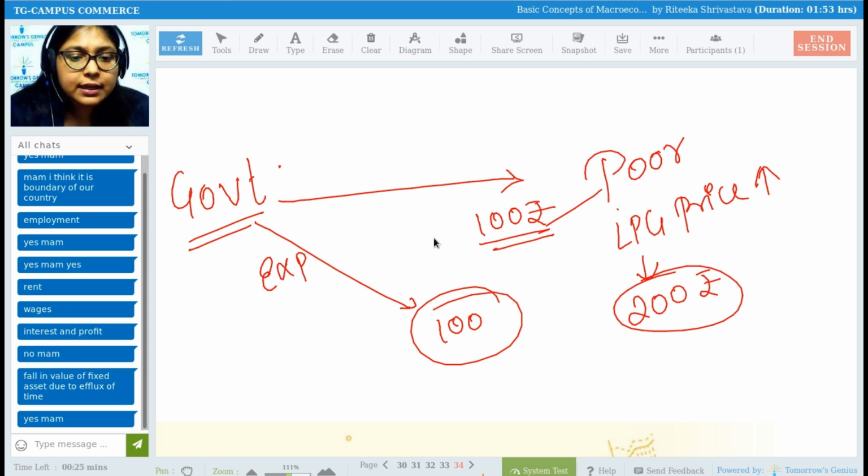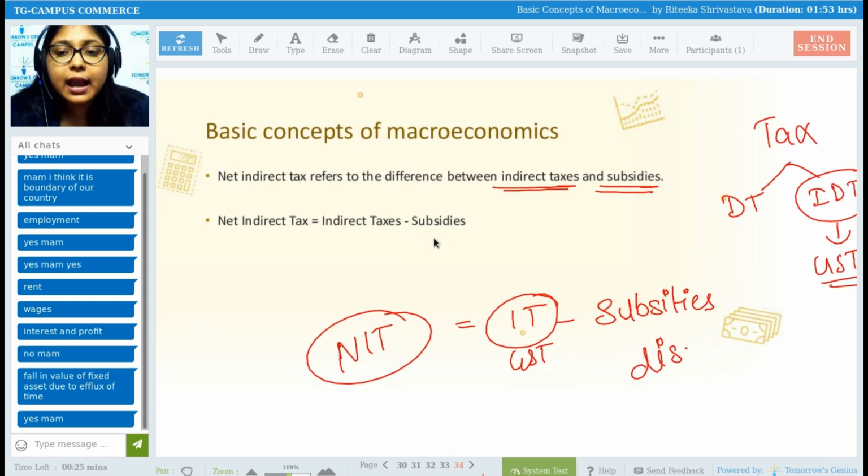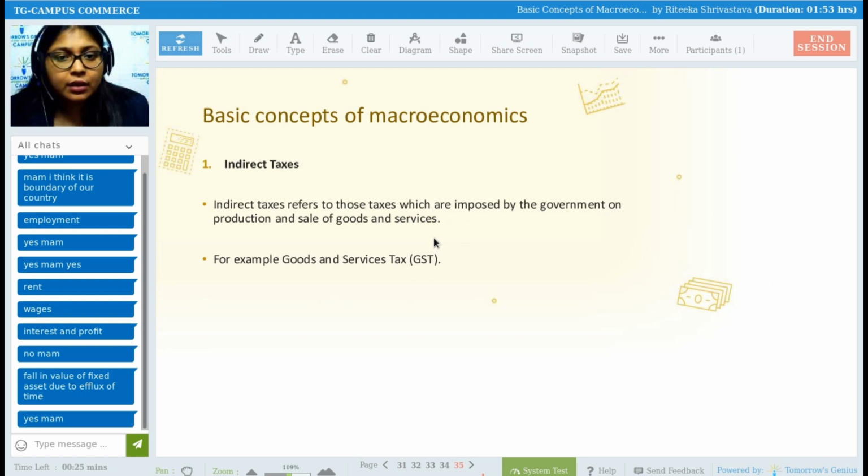Okay, so that is what they are saying over here, that NIT is the indirect tax minus subsidies. Subsidies are the discounts which are provided by the government for the poor people. In the next class, we are going to study all of these things in the formula format. So for now it is important for you to understand the terms. If you are able to understand the terms, in the next class I will start giving you the formulas, and on the basis of those formulas we will start to solve the basic numerical questions of national income.